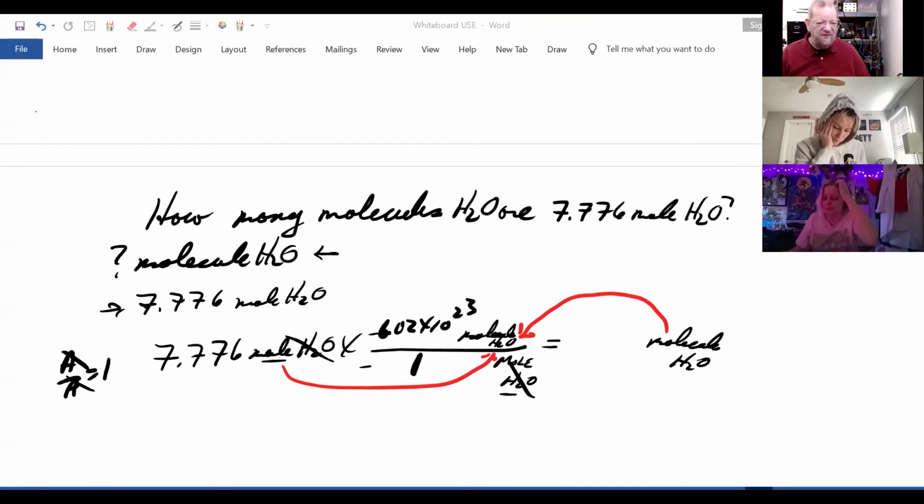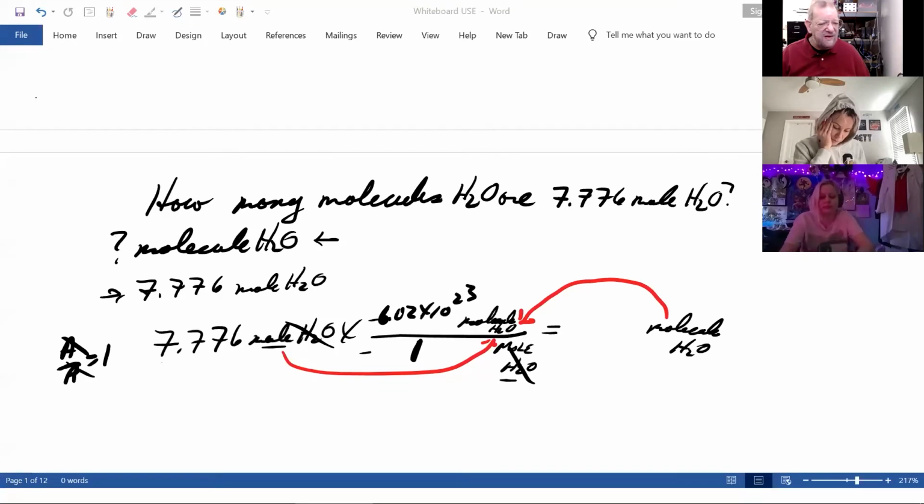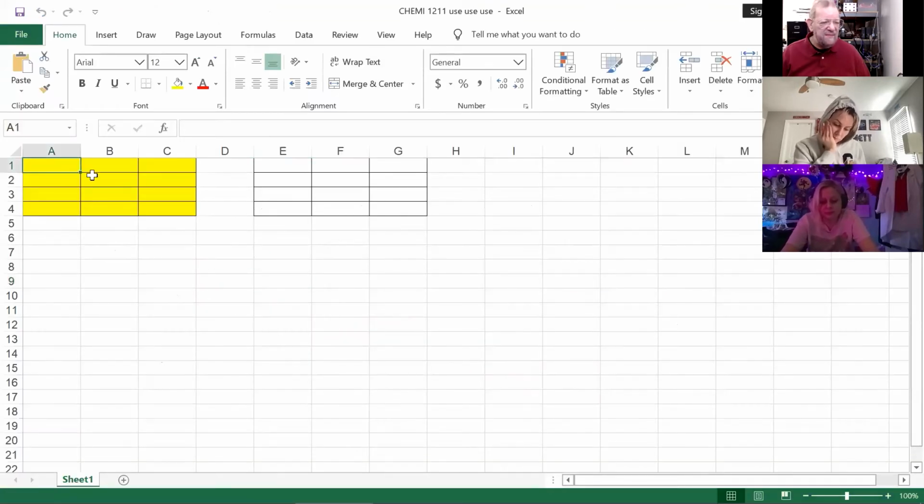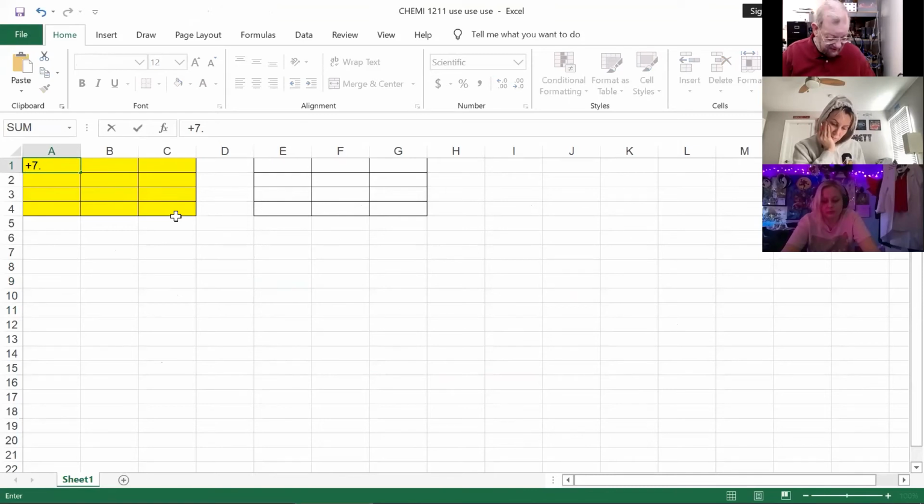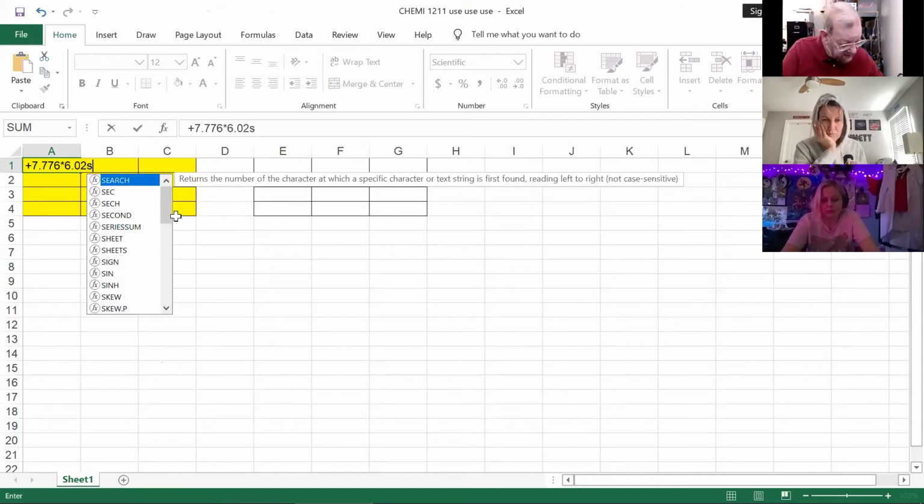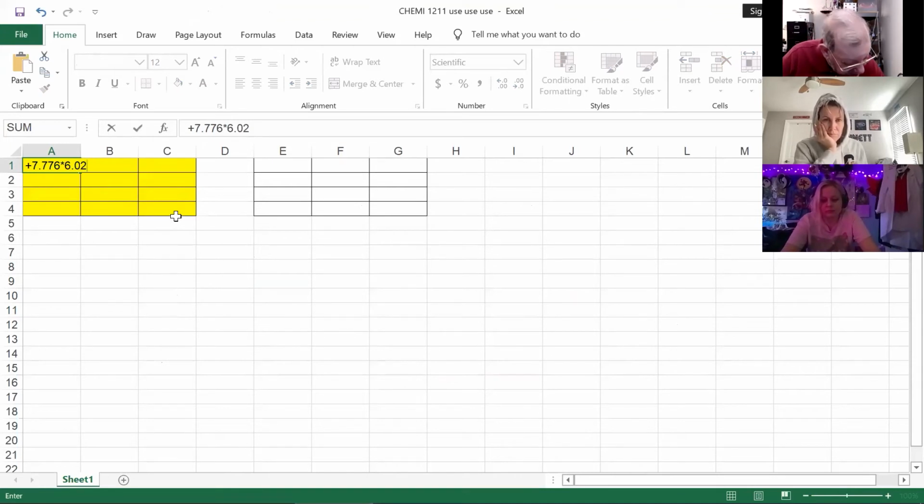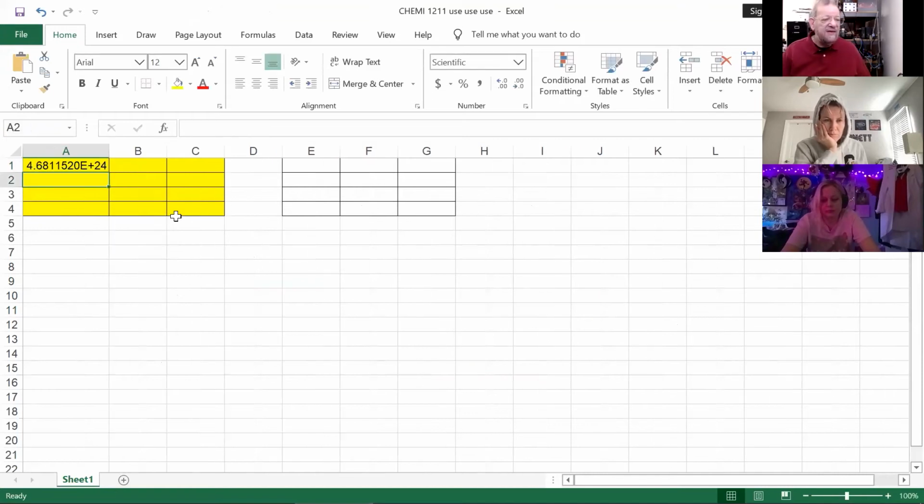So now I can go to my spreadsheet. Let me open it up first, and put in plus 7.776 times Avogadro's number. Hit enter, and this is the number I get.